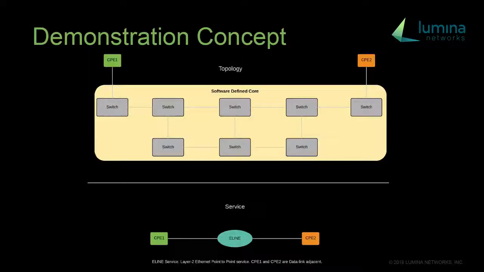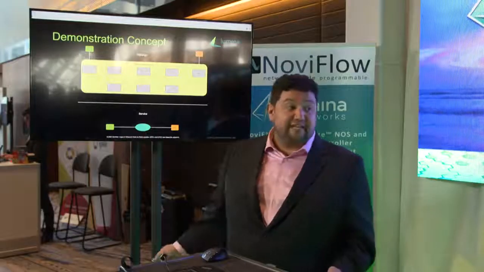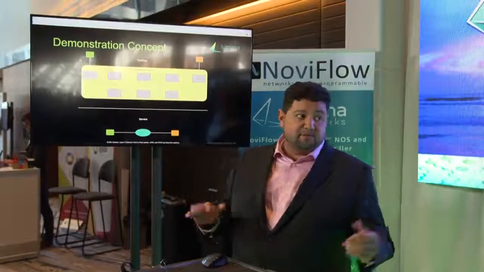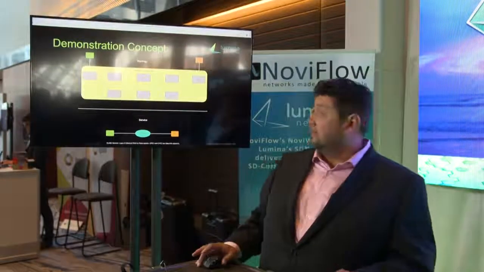So the basic idea, again, we have a software-defined core. That's the yellow box. It's a collection of switches, and we have two CPE devices at either end of the network. What we want to accomplish is basically to tie those two together. Layer 2, simple E-line, the most basic service you can define.